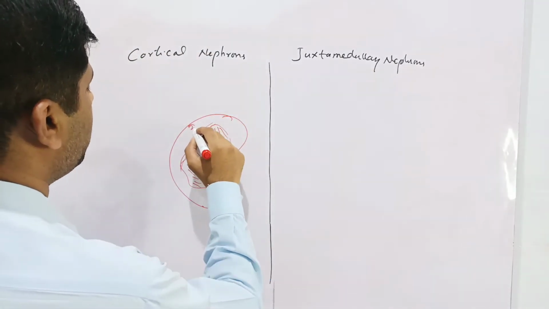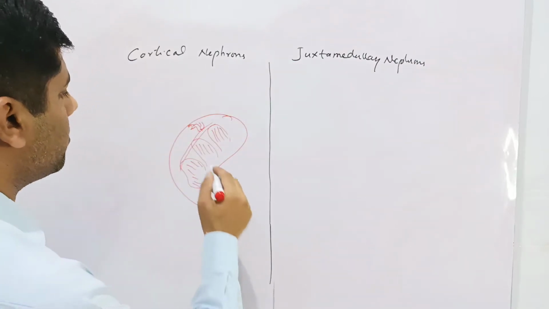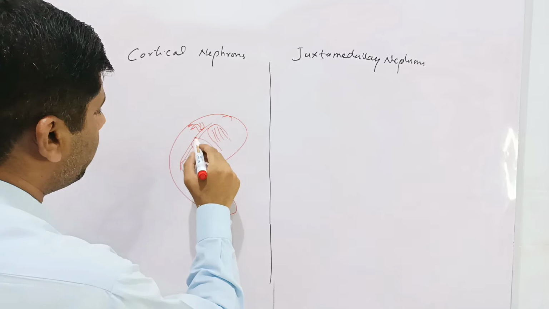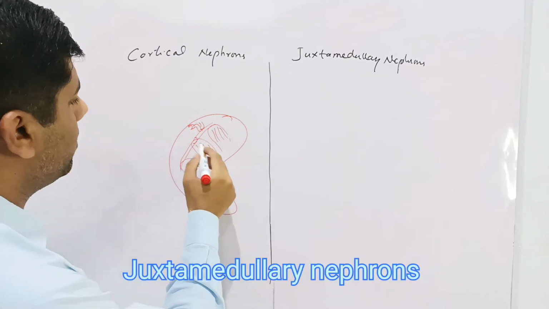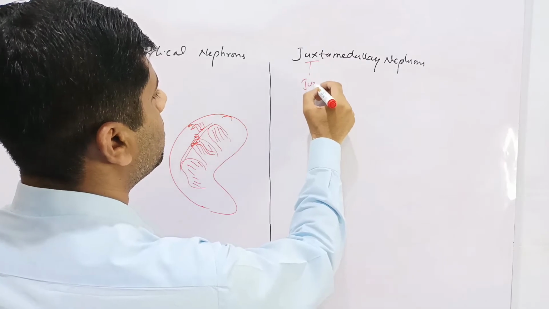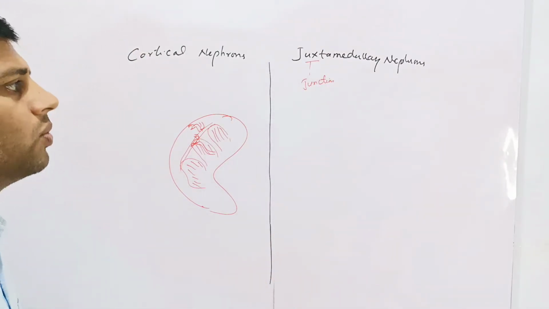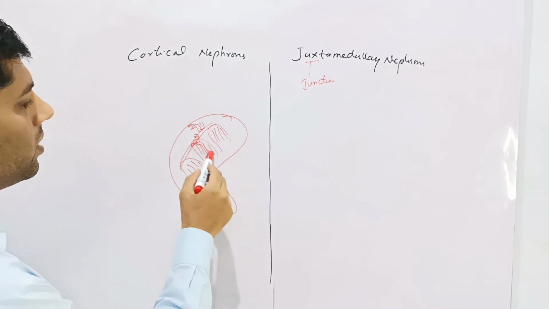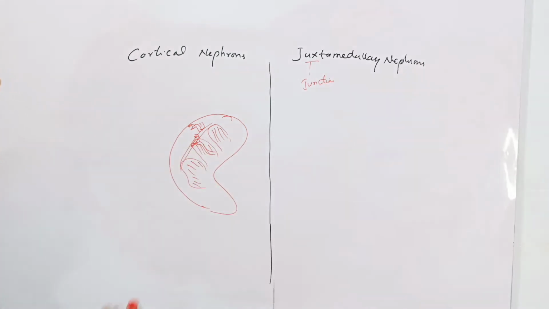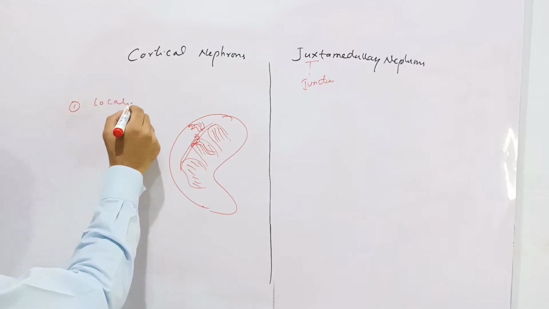So the nephrons which are lying in the cortex of kidneys are called cortical nephrons, and the nephrons which lie on the junction of cortex and medulla of kidney are called juxtamedullary nephrons. Juxta means junction. So their Bowman's capsule is at the junction of cortex and medulla, while their loop of Henle is extending to the renal medulla. So the first difference between the cortical nephrons and juxtamedullary nephrons is their location.